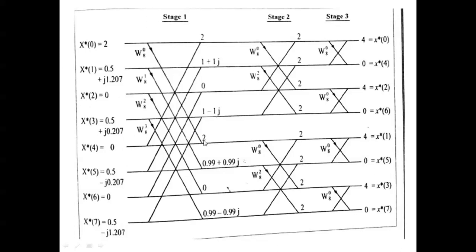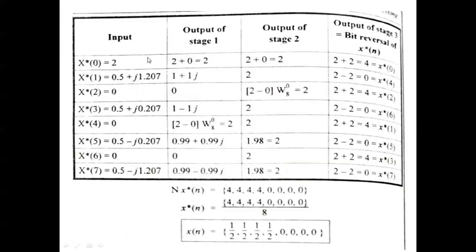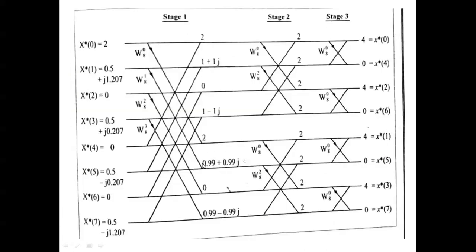The last four are a minus b, whole bracket times the twiddle factor. So a is this one and b is 0, so 2 minus 0, and the twiddle factor is e power 0, which is 1, because anything to the power 0 is 1. That is shown here: a minus b, a is 2 minus b is 0 times the twiddle factor, so the value is 2 because anything to the power 0 is 1.